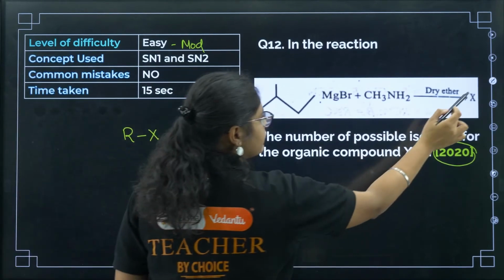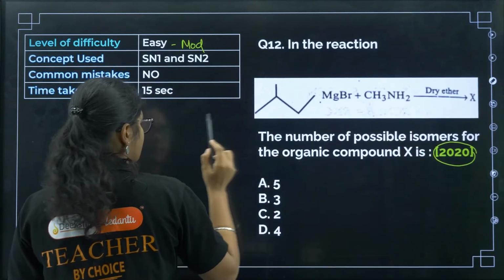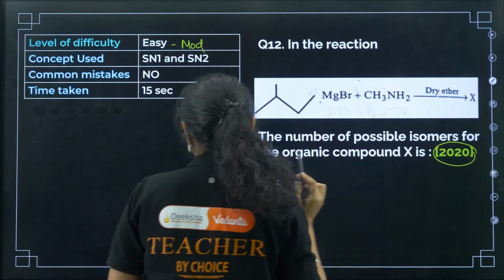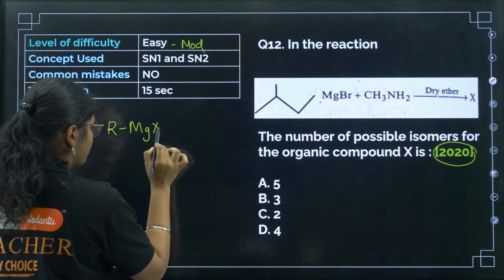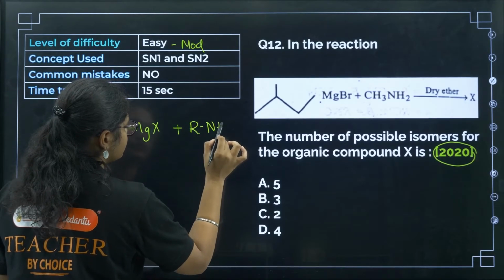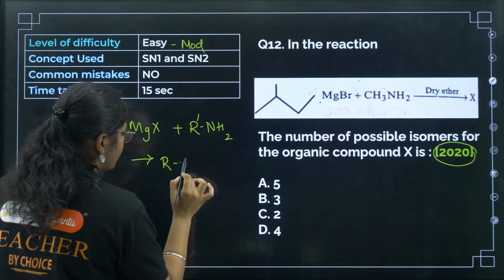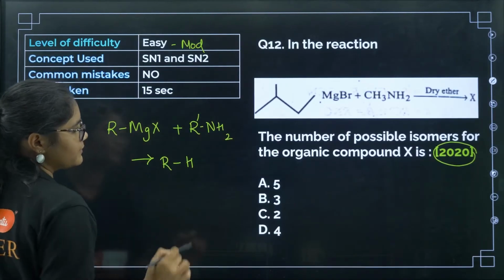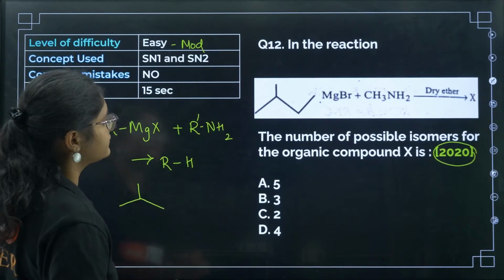we have RMgX, and you have RNH2, so this will give you RH. Just one H will be added here. So what will be the product here? We will get it like this, right?